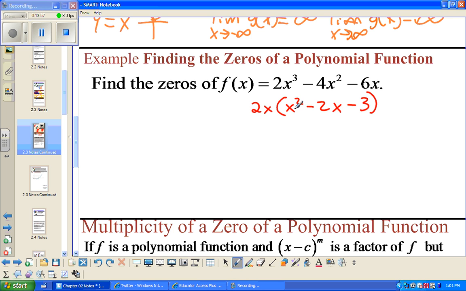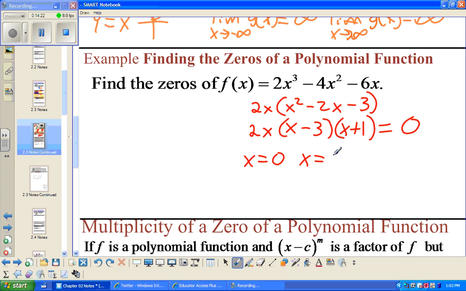Once I do that, what I would do is try to factor the, in this case, quadratic that's remaining. Pretty quickly, you should realize x minus 3, x plus 1 is what that would factor into. If you're finding the zeros, you set it equal to 0, and then tell me what would work. x equals 0, x equals 3, x equals negative 1 would be your zeros.